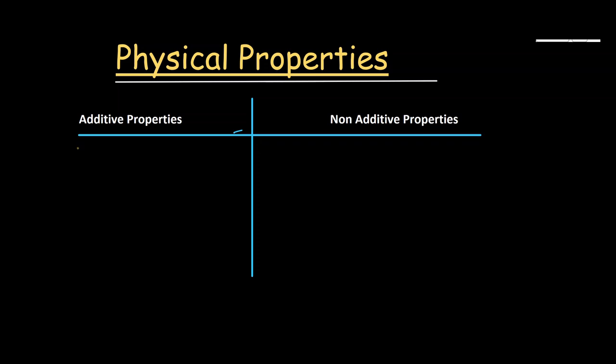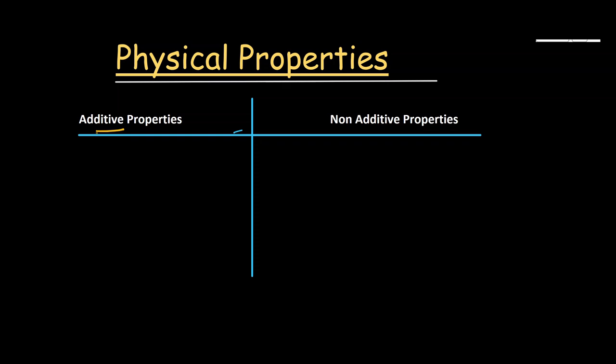Hi everyone, in this video we are going to talk about physical properties, which can be divided into additive properties and non-additive properties. So what exactly are additive properties? Well, additive properties are those properties where, when we add up, the summation of it is actually known as additive properties. So what do we mean by that?